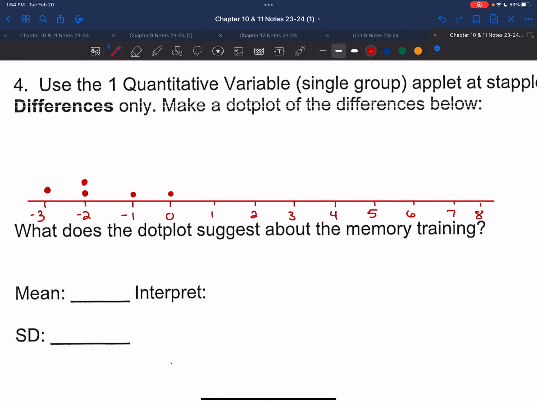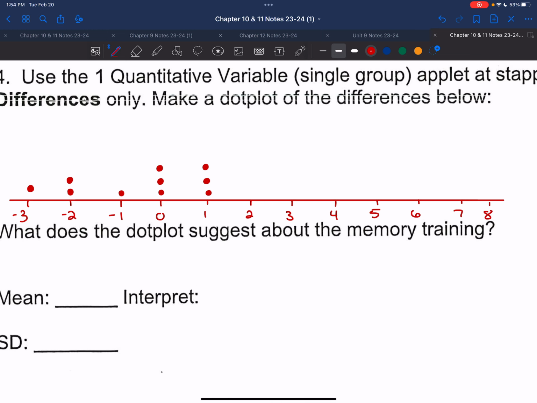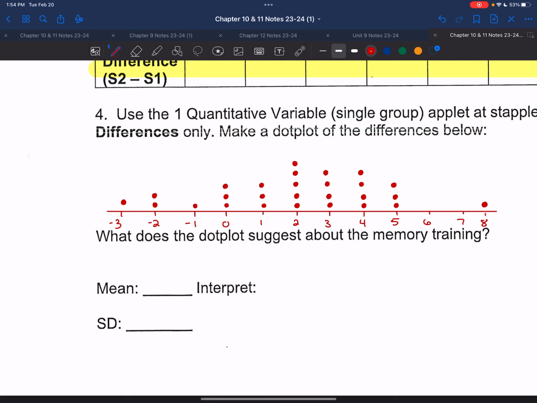So I got 3 zeros, 3 ones, 5 twos, I had 4 threes, 4 fours, 3 fives, and an 8. And so these were the differences that each student got in their strategies.